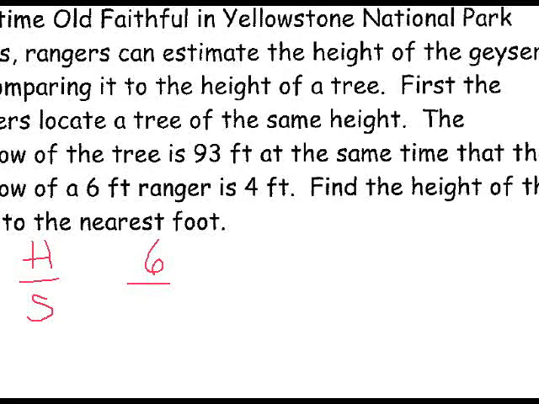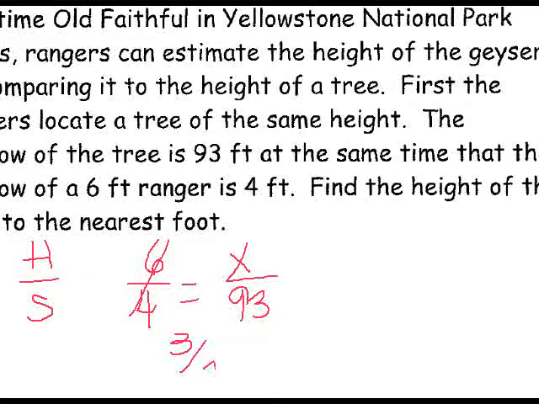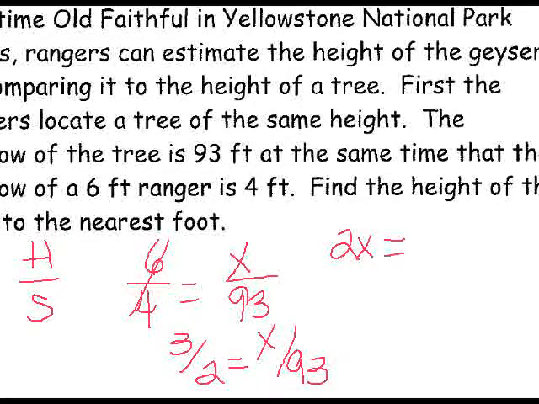His shadow is 4 feet. The shadow of the tree is 93. So we're putting the shadow on the bottom, so that goes there. And we're looking for the height, so we get x. Okay, we can simplify 6 over 4 by dividing by 2. So we're going to get 3 over 2 equals x over 93. So do your cross multiplication. 2x now is going to be equal to 3 times 93, which is 279.